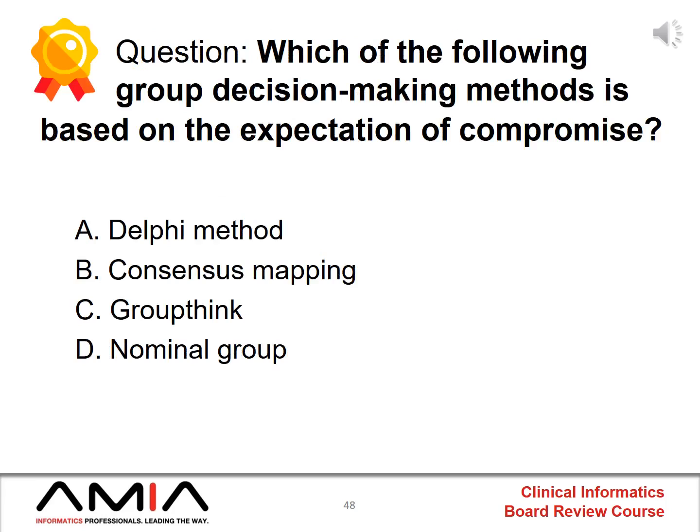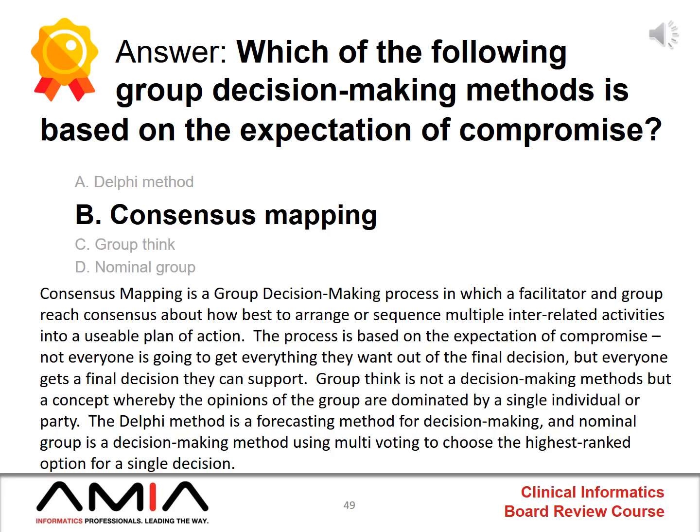Which of the following group decision-making methods is based on the expectation of compromise? The Delphi Method, consensus mapping, groupthink, or nominal group? And the correct answer is consensus mapping. So again, consensus mapping is a group decision-making process which is very prescriptive. It involves a facilitator and multiple groups who are trying to sequence multiple interrelated activities.